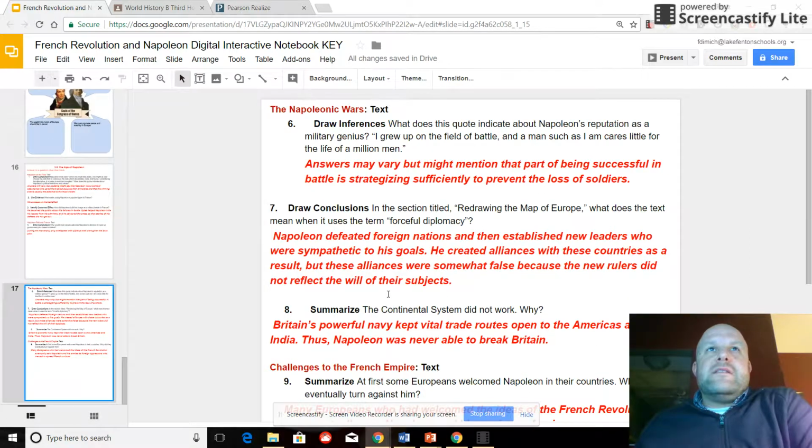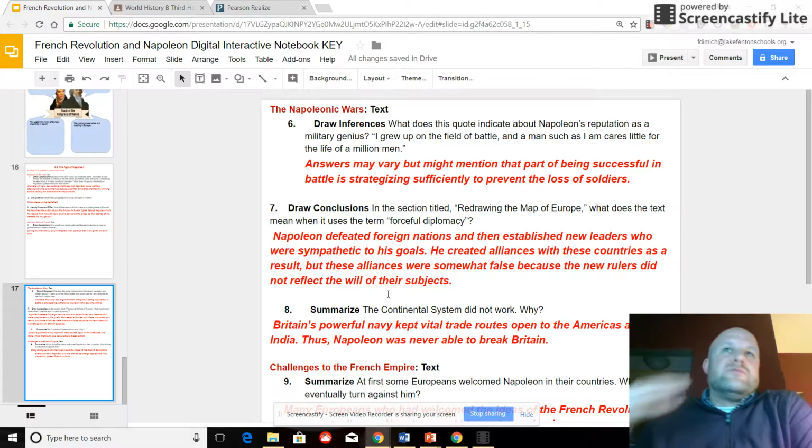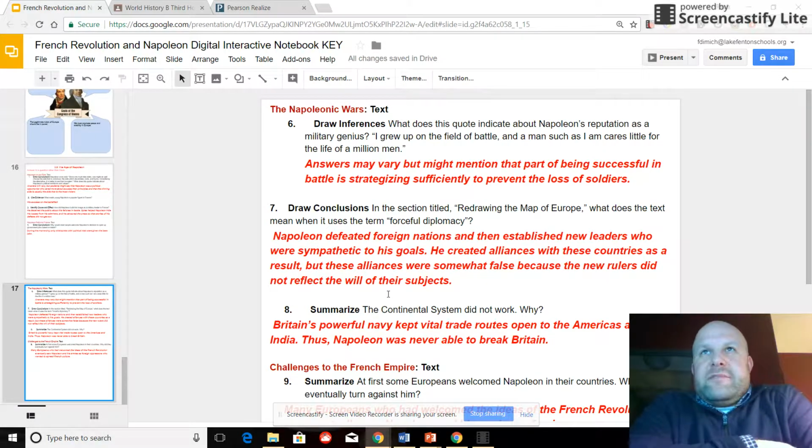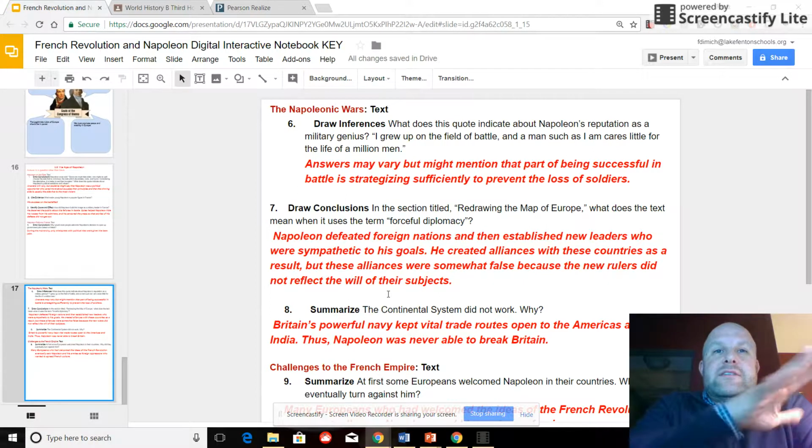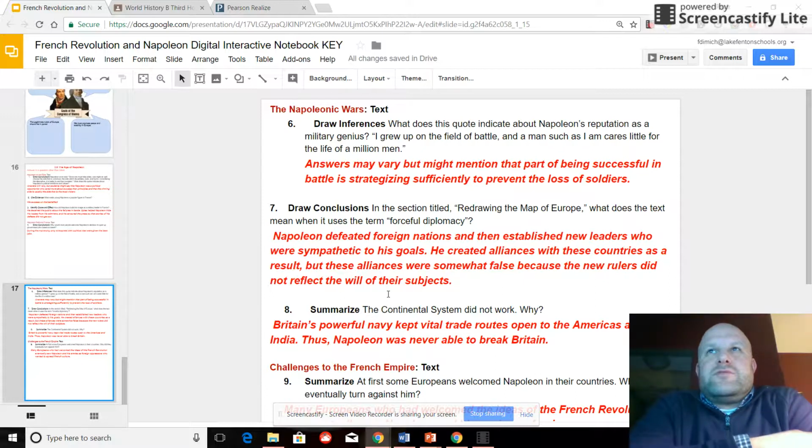So looking at some of his wars, he made a quote: "I grew up on the field of battle, and a man such as I cares little for the life of a million men." So basically, he looks at the military as kind of a chess piece, strategizing. Part of being successful in battle is strategizing sufficiently to prevent the loss of soldiers.